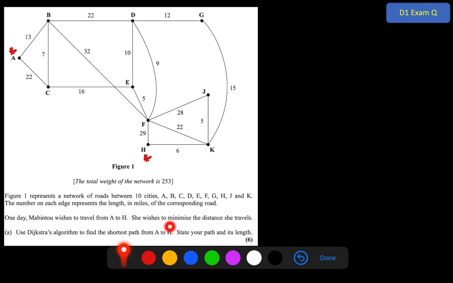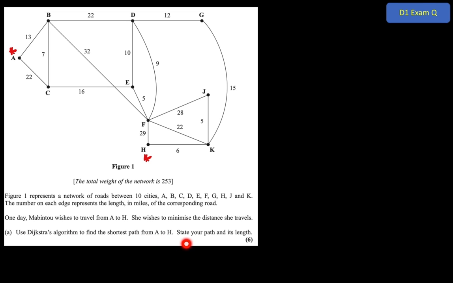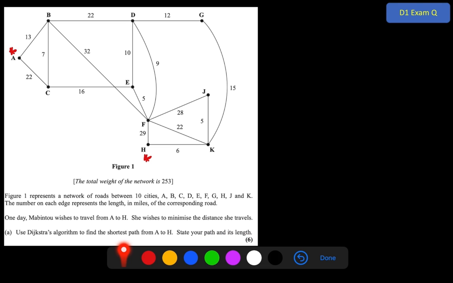Continuing the context, she wants to minimize the distance she travels. Use Dijkstra's algorithm to find the shortest path from A to H. State your path, that's the letters, and its length, that's the weight.